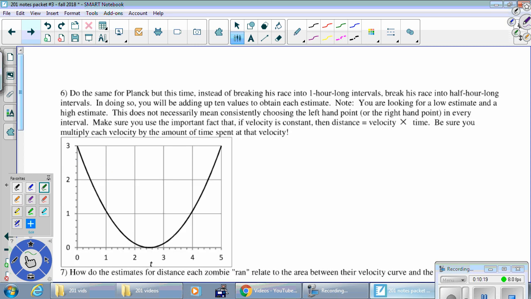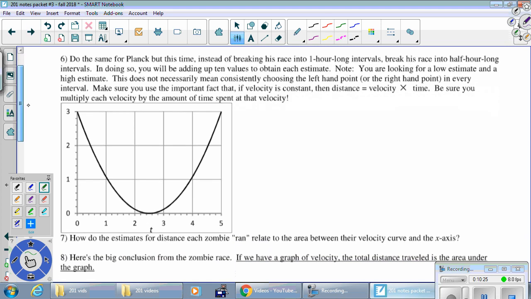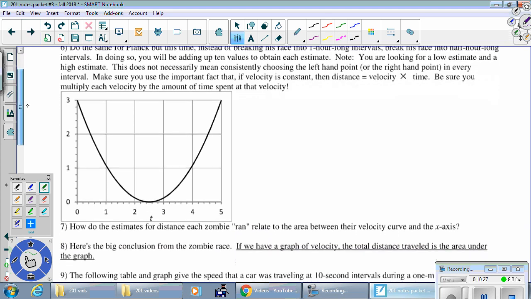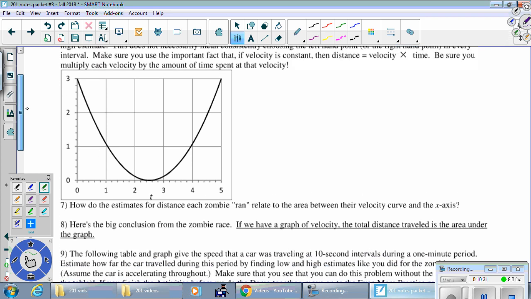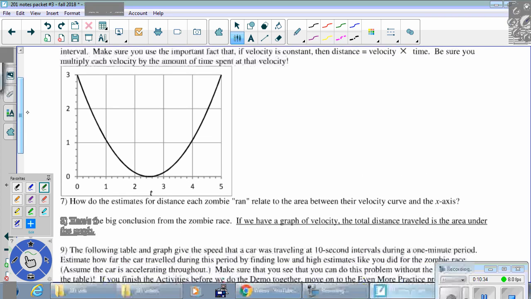Okay, number 6 is now for plank. And so what we're going to do is instead of going 1 hour long segments, we're going to do half an hour long segments. And so we're going to pick a low estimate and a high estimate. Let's do the low estimate first. First thing I'm going to do actually is cut my 0 to 5 up into half-hour segments. So 0 and a half and 1 and 1.5, etc., all the way to the end.